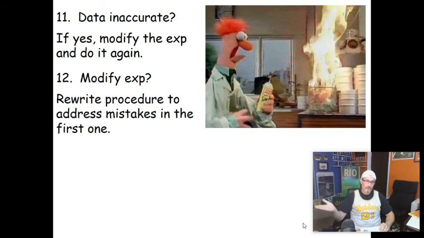Modify the experiment, rewrite the procedure to address mistakes in the first one. Here's what you don't do, though. You do not write a procedure that will get you the results that you want. You don't change the experiment to match it with your hypothesis, okay? If that's what you're doing, that's cheating in science. What you do is you go modify your hypothesis, okay? You don't change the experiment to match your results. You change your hypothesis to match the experiment, okay?